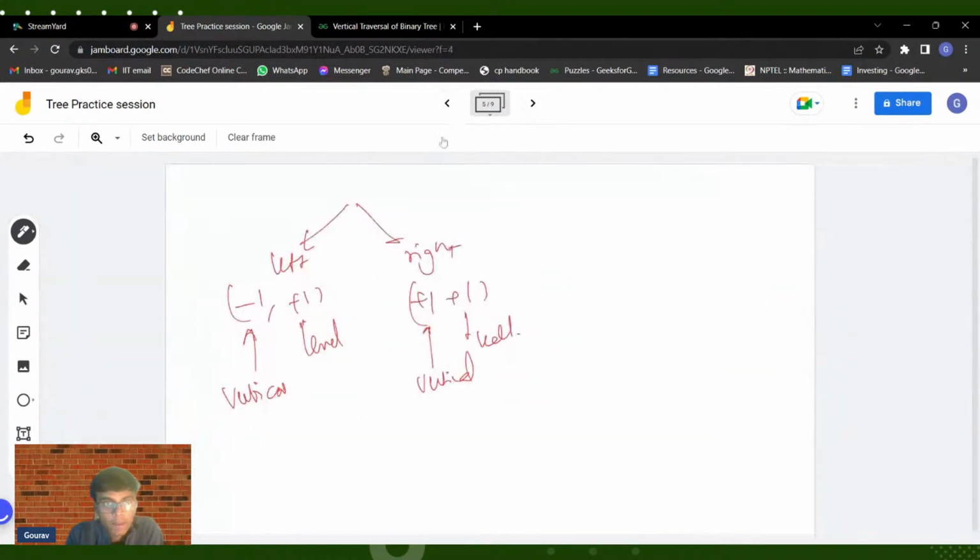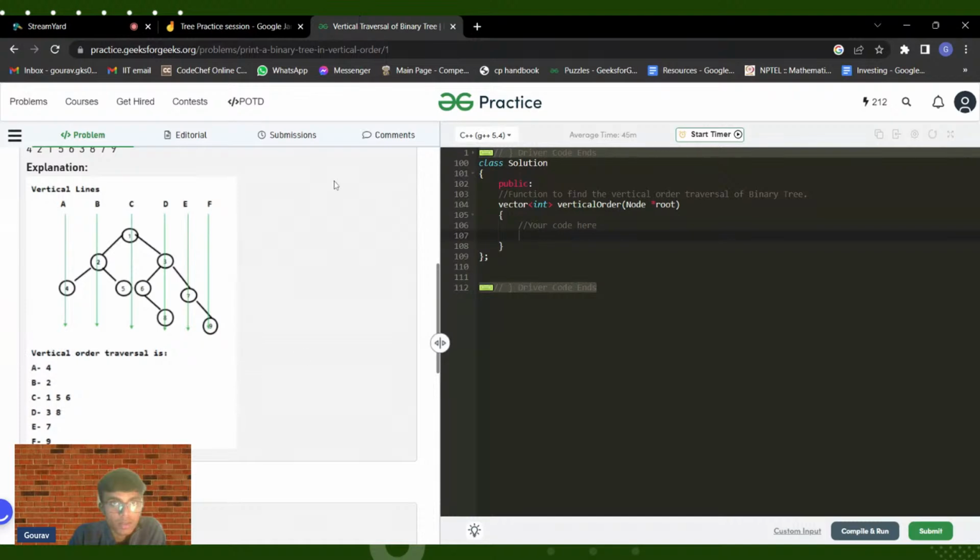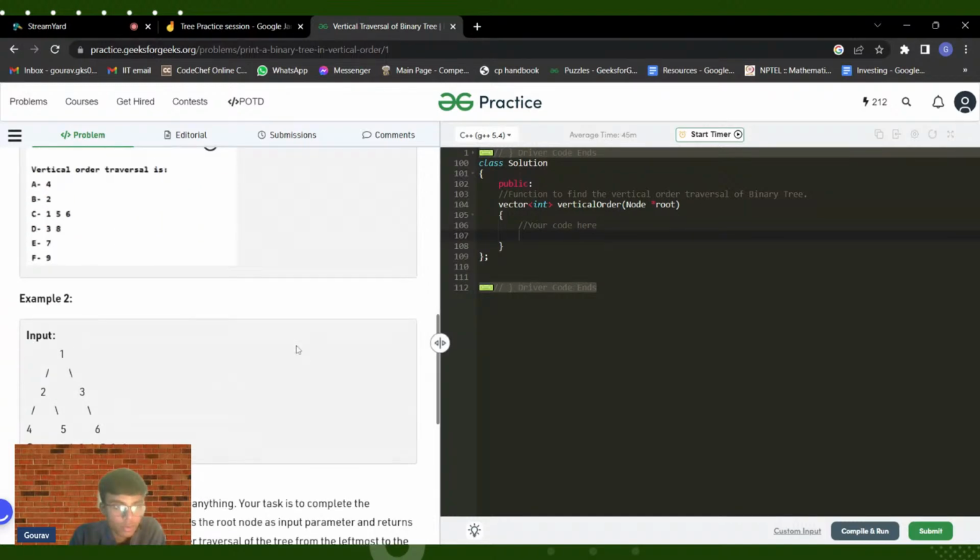Okay, so this was about the movement part. Whenever we are moving in the level order traversal, if we are going right, we will increment our parameters by +1 and +1, and if we are going left, we will do a -1 and +1 for the vertical and the level. So this is the question. Let's try to have a look at the code. Give me a minute.